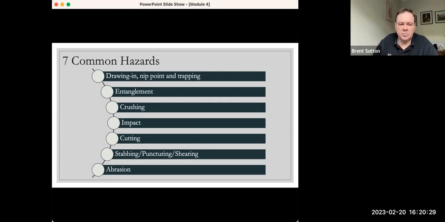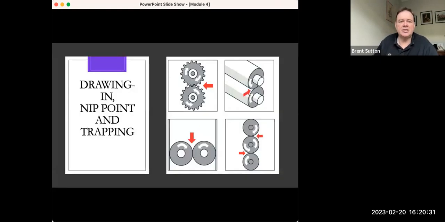And let's explore that in a little bit more detail. And this information can also be drawn from WorkSafe's guidance around the safe use of machinery. So drawing in, nip point and trapping. This I see quite often with conveyors. So something is a drawing in or a nip point if the gap is between 5 mil and 120 mil. So the gap between the rollers, what might draw them in, that gap needs to be between 5 mil and 120 mil. What does that mean?